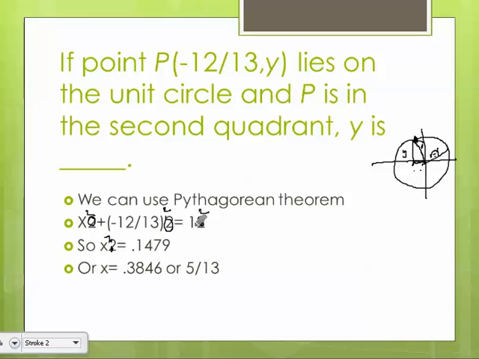How did I get that? I took 1 minus 12 over 13 squared, and that gave me that 0.179. And when I take the square root of that, I get 38.46. Converting that to a fraction, I get 5 over 13. So that's what this y value is, 5 over 13. Okay? Cool. You guys see what I did there?